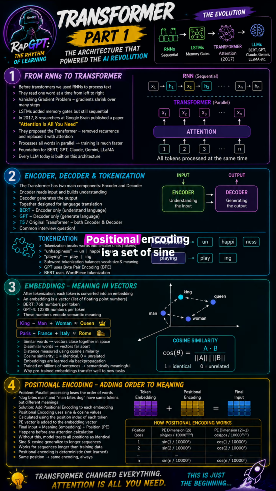Positional encoding is a set of sine and cosine values. It is calculated using the position index of each token in a sequence. Token at position 1 gets 1 pattern, and token at position 2 gets another.